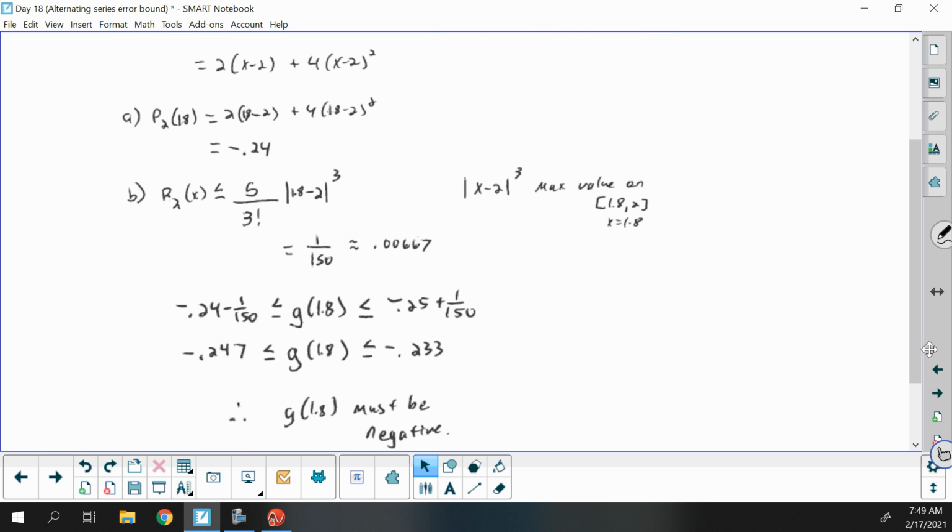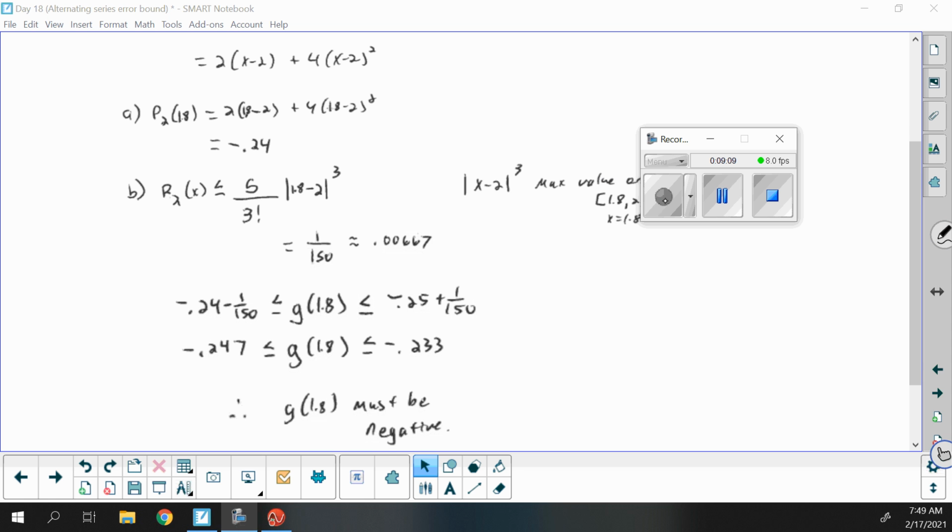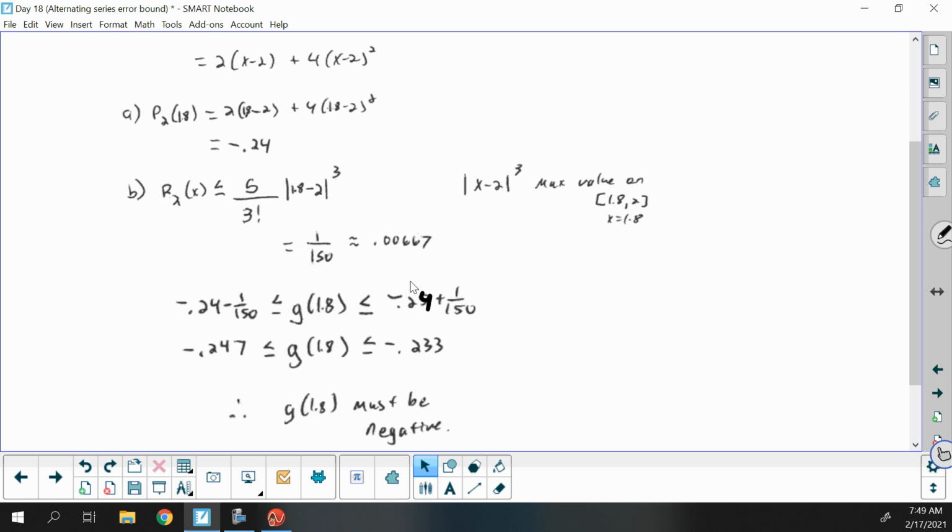So subtract that and add that to our approximation. This should say a 4 here. And notice that we're guaranteed that g of 1.8 has to be in between two negative numbers. So therefore, we've now proved that g of 1.8 has to be negative. So those last two parts B's are just variations on how you could use the span that it could be, the interval that it could be, to prove something.